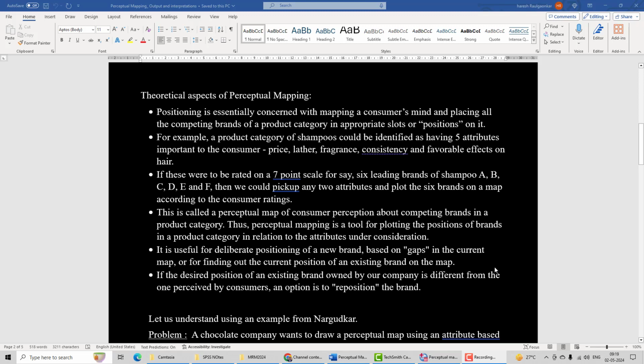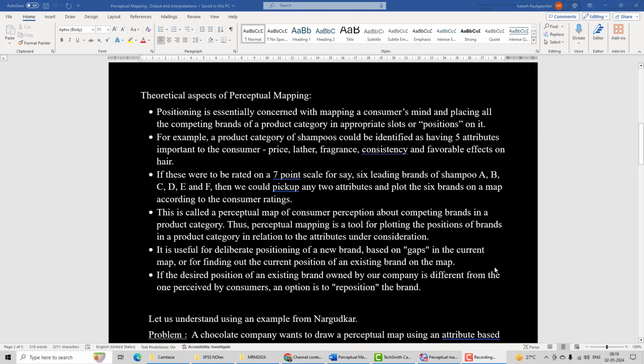So like this we can take combinations of two attributes and develop maps and understand how these six brands are positioned on those maps with respect to each other. So this is called a perceptual map of consumer perception about competing brands in a product category.